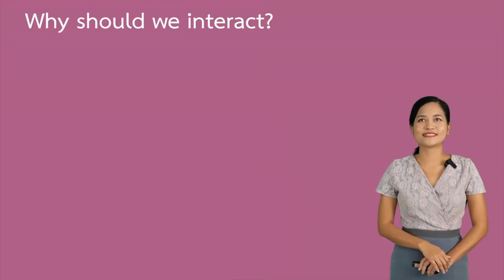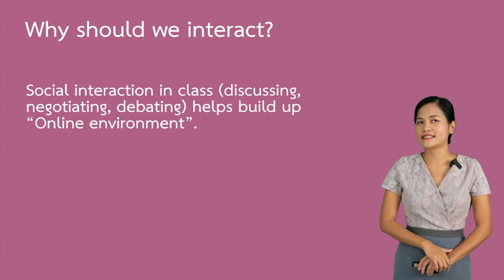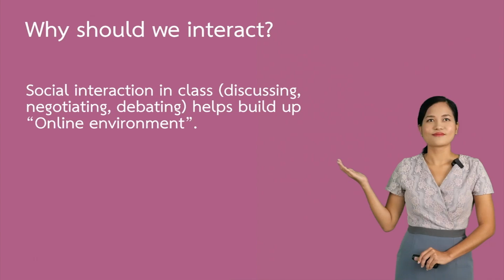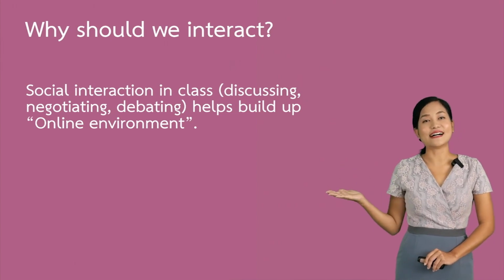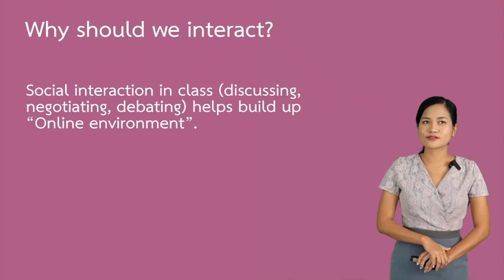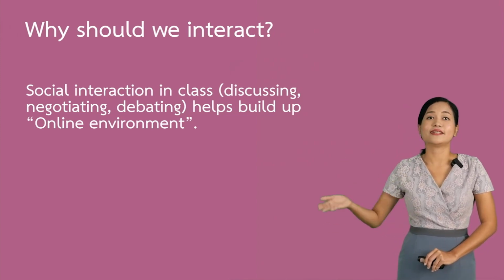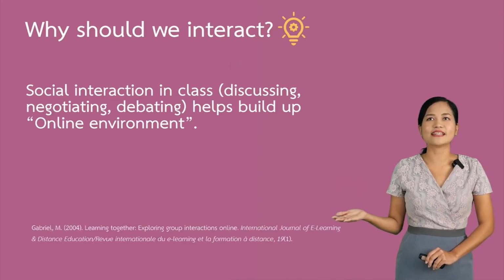Okay, here, this is the first one. Think about this question in your mind, answer in your mind. Why should we interact? Actually, we need to think about this social interaction, that the interaction in class can be called as social interaction. There are some examples of social interaction in class, such as discussing, negotiating, and debating. And these help build up online environment.